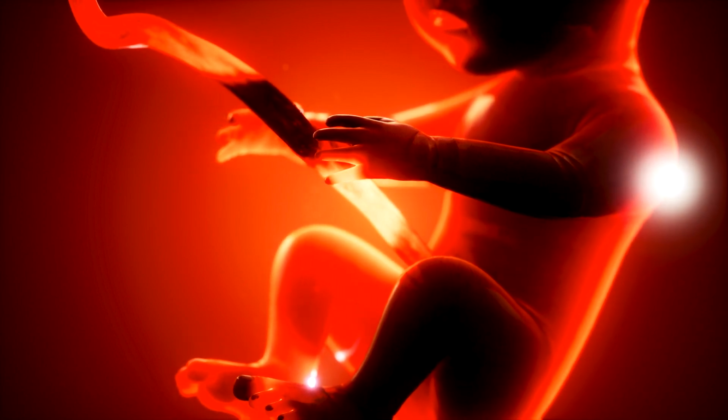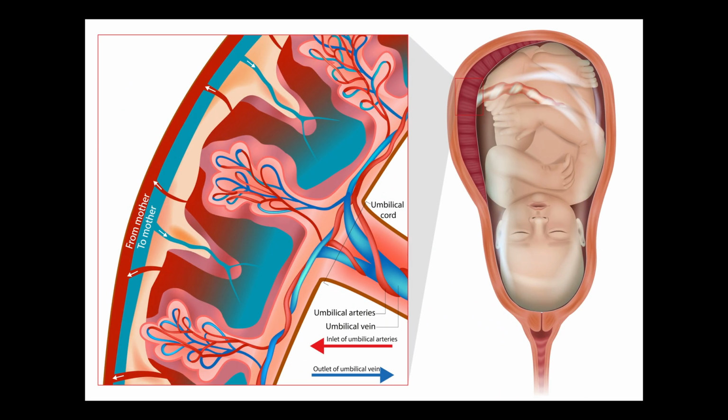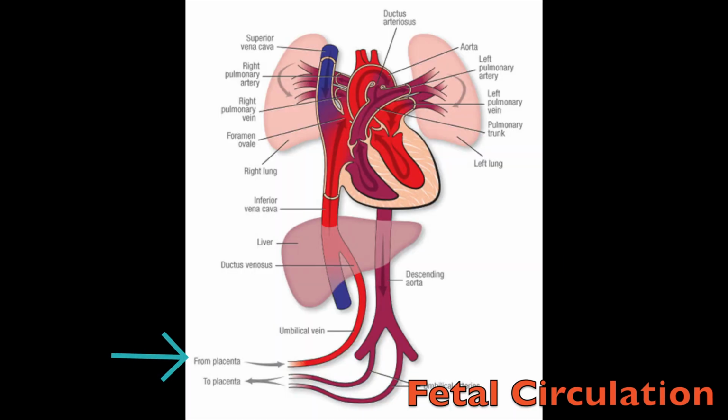We receive nutrition-rich, oxygen-rich blood from our mother, and this oxygenation and nutrition exchange occurs at the placenta. So the placenta acts like a filter. From the placenta through the umbilical vein, we have this red, oxygen- and nutrient-rich blood going into the bottom portion of the right atrium through the inferior vena cava. From there, it goes into the right atrium.